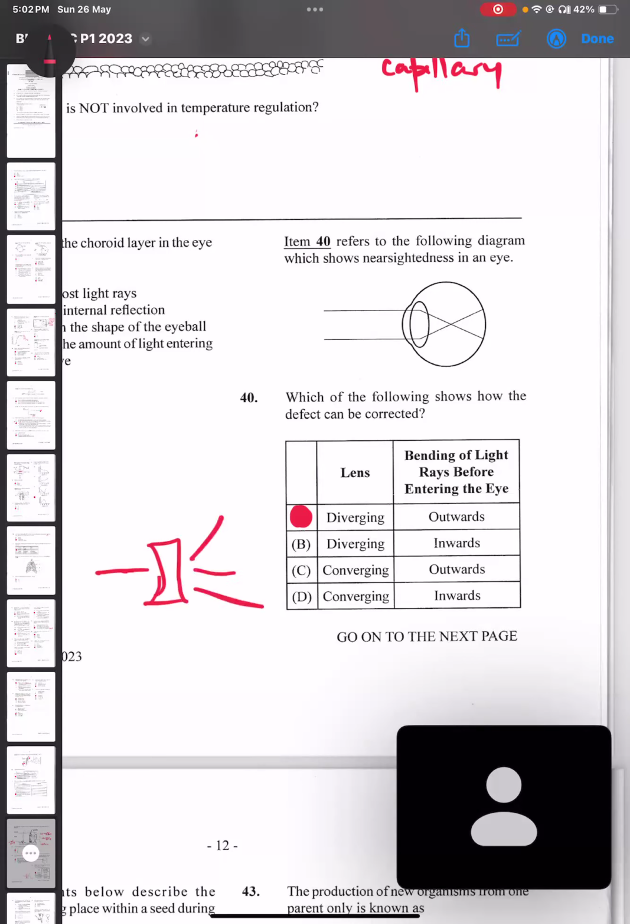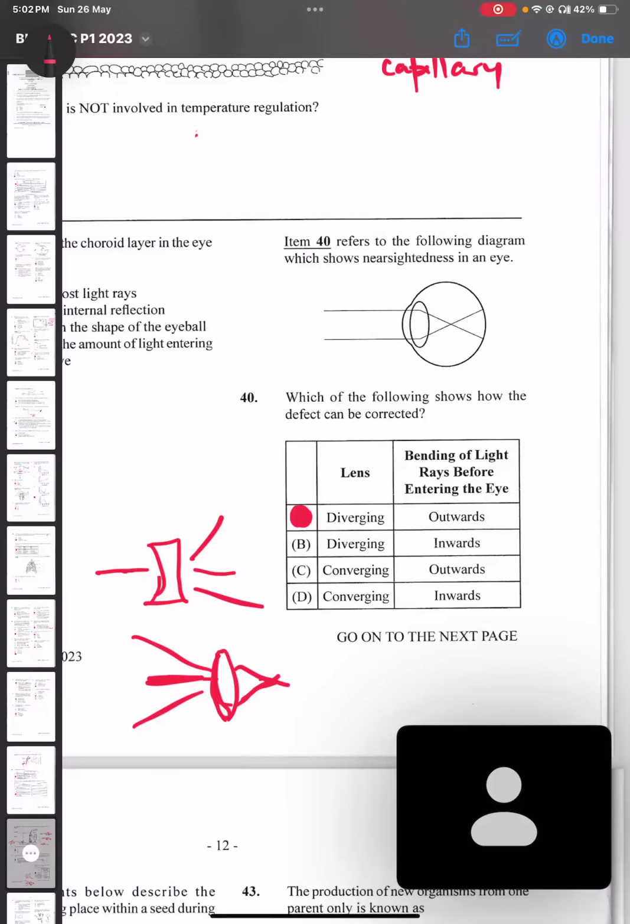And then if you have your convex lens, which is the one that looks fat in the middle, and you have your light rays coming from different directions, it brings them up. So you have this happening. They come closer to each other. So that's what it means. Converging means to bring together, and diverging means to spread out. So that's what's going on there.